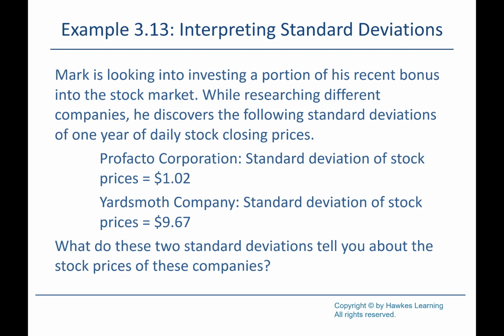Another way you can think about standard deviation, with money, is as risk. So one thing we could say is that Perfecto is less risky and Yardsmith is more risky. Because if you're dumping that money in, it could shoot up more in a day. It could also go down more in a day. So you have more risk there when you make that investment.